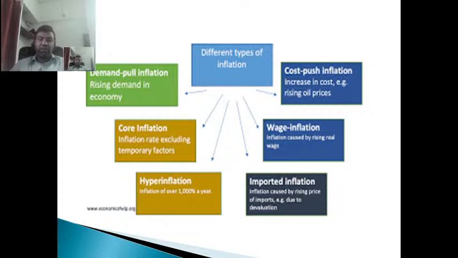But there was a time even in India when food inflation went to more than 10%, or double. That means the prices of food increased more than 10%, which is normally not an increase in earning.